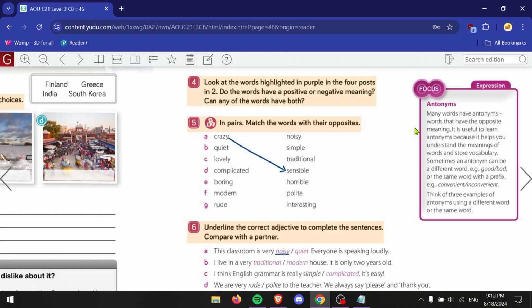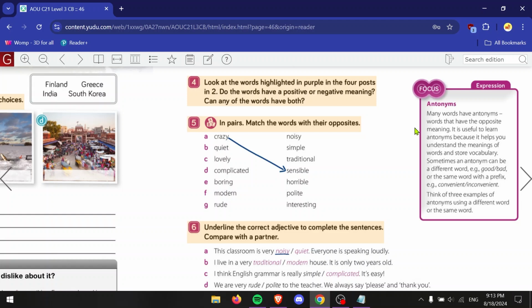What else could we say? Something like lovely, horrible. These are exact opposites. If someone is lovely, or it's lovely. But if someone is horrible, or it's something that is horrible, then that's the opposite. That is basically antonyms in a nutshell. It is useful to learn antonyms because it helps you understand the meanings of words and store vocabulary. So if you know the opposites of each word, you have more vocabulary and it helps you understand what they mean.